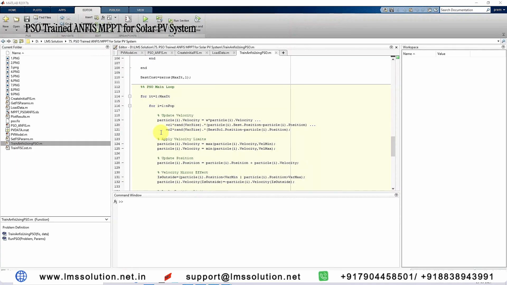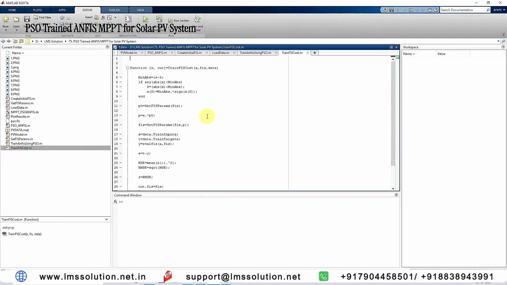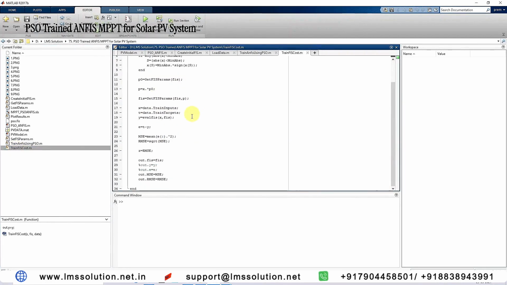So next I'm going to open the cost function. This is a program used for calculating the cost function. That means here we are going to calculate the root mean square error. So we need to minimize the root mean square error. Here you have to calculate the error, target minus y, where t is nothing but the target, and y is nothing but the output of the ANFIS network after every iteration, when the ANFIS is trained with some parameters. So it is combined with the target, and then we calculate the error. After that we have to calculate the root mean square error. That should be minimized by means of the particle swarm optimization with every iteration.